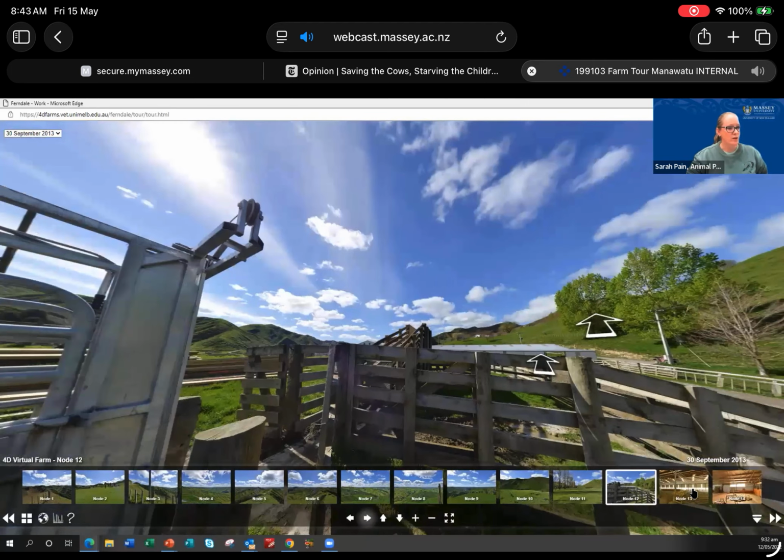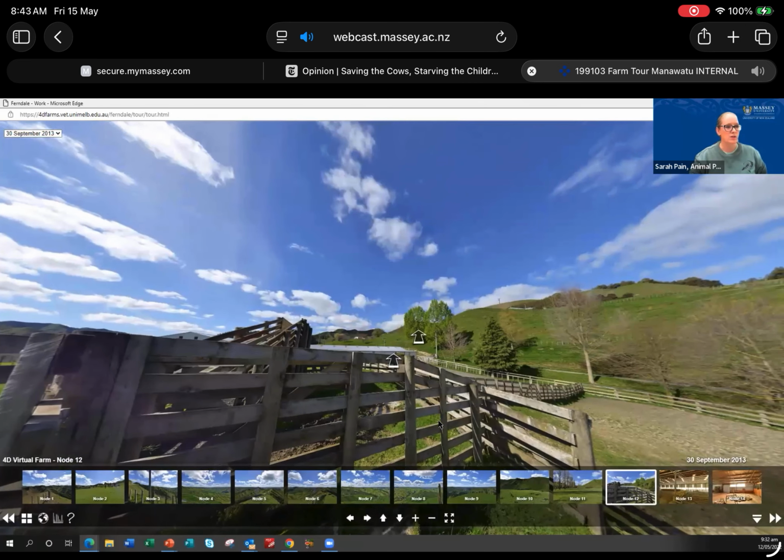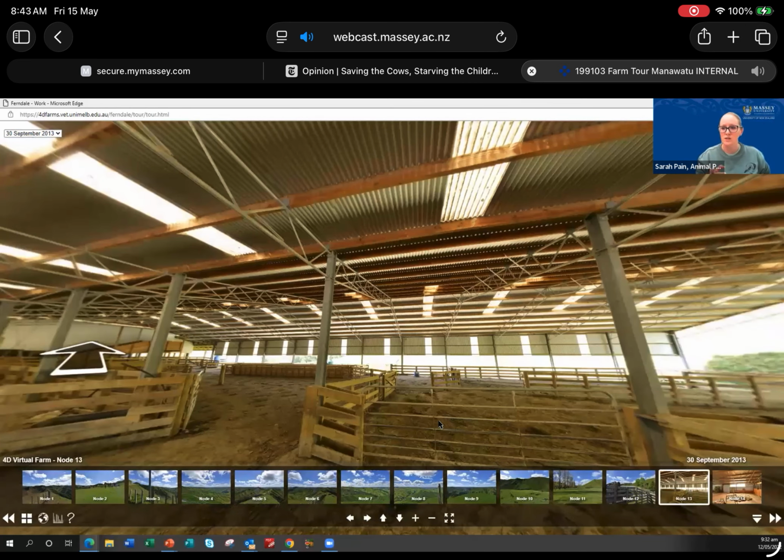And if we go over here, this takes us into the sheep yards. So these are yards that the beef cattle wouldn't go into. Pity there wasn't a person standing there for comparison, but obviously these are too short for beef cattle. So this part of the yards is just for the sheep. This particular sheep farm has got a nice covered area for the sheep, which is lovely.